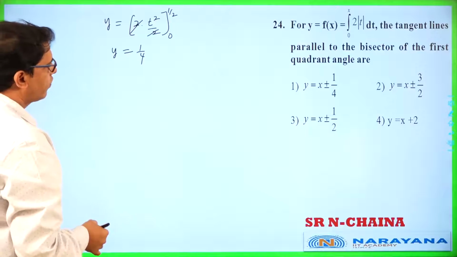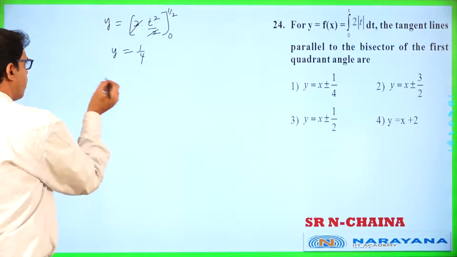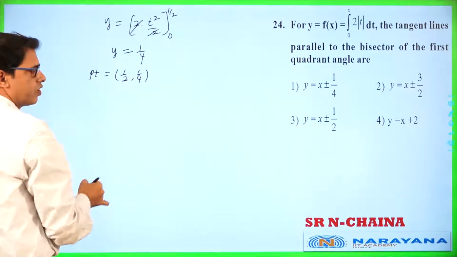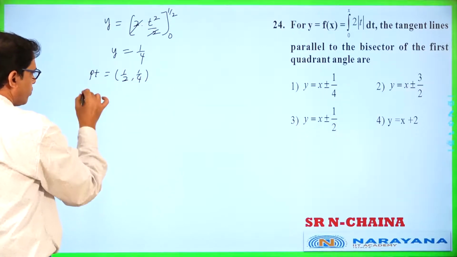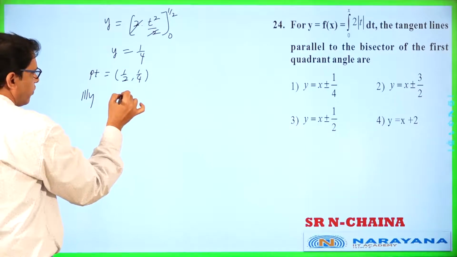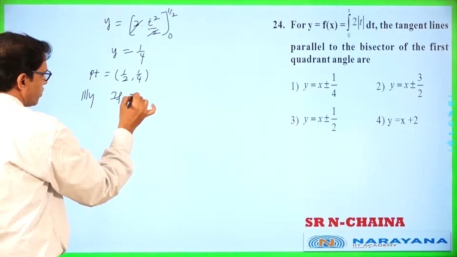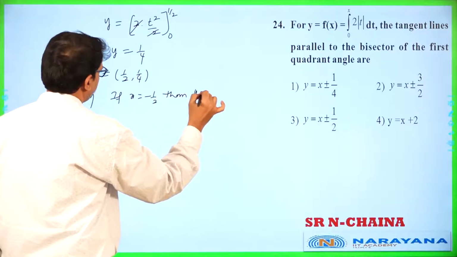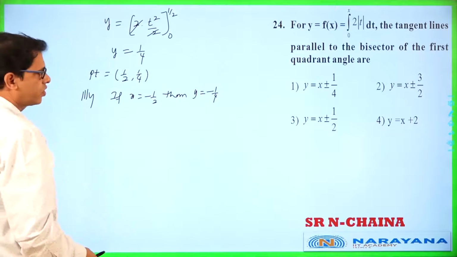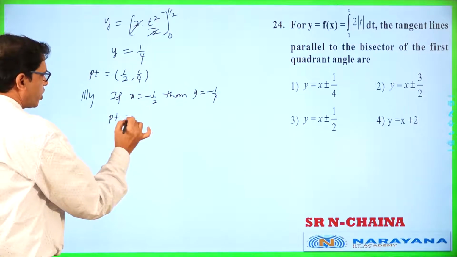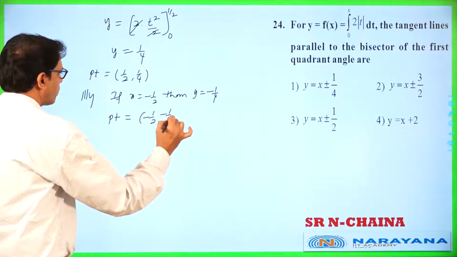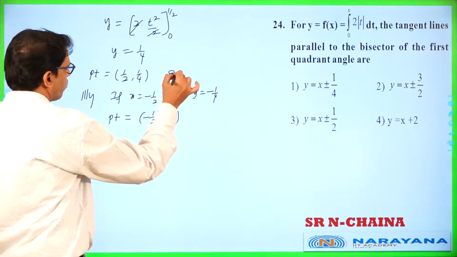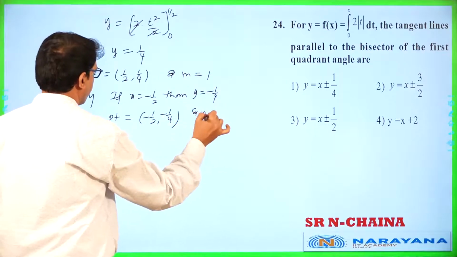So if x is 1 by 2, the point is 1 by 2 comma 1 by 4. Similarly, if x is minus 1 by 2, then by the same process y will be minus 1 by 4. So the other point is minus half comma minus 1 by 4. In both cases, the slope is m equal to 1.